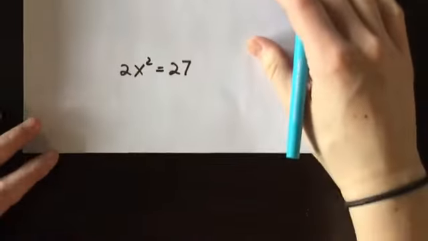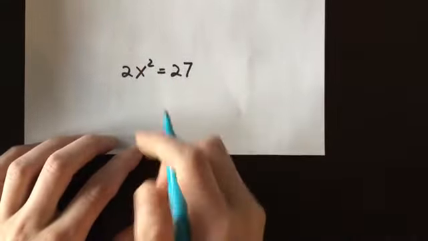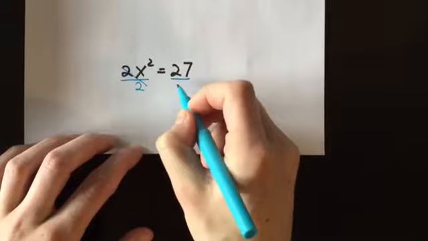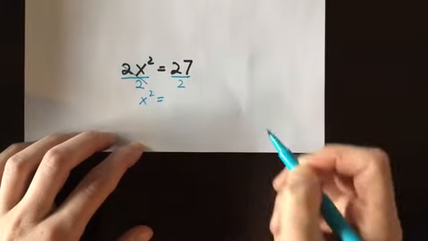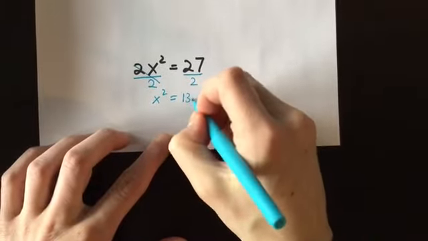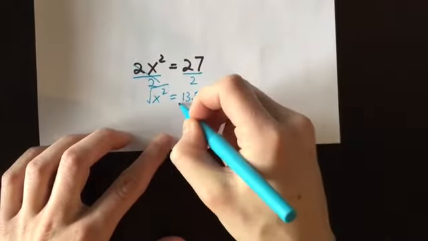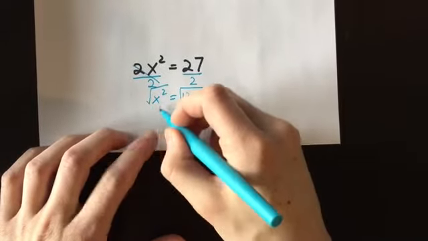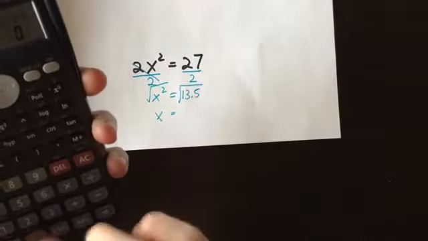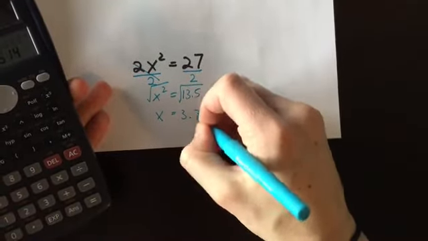Good. Let's do one more. I don't know why I wrote this so far in the bottom. 2x squared equals 27. To isolate our variable term, we're going to eliminate the coefficient. Divide both sides by 2. We get x squared is equal to 27 divided by 2, 13.5. And now we need to take the square root of both sides. Now this one, it's not a perfect square. Square root of x squared is still x. Now I need to use my technology, so I'm going to do square root of 13.5. We get a big long number. Let's round to the nearest tenth, which would be 3.7.